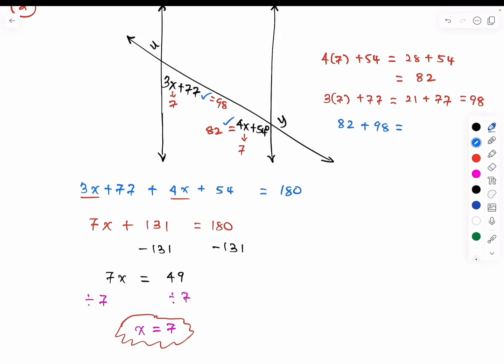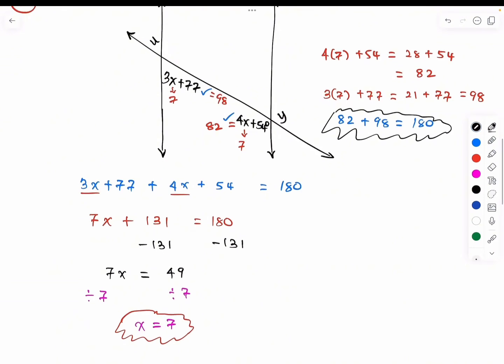Now what do you notice if we add these two, 82 plus 98? That gives us 180, which tells us our calculation for x is right. So we know that this angle right here is 82 and this angle right here is 98. Are we done with this question? Of course, we are not done. We are very close to looking for u and y.